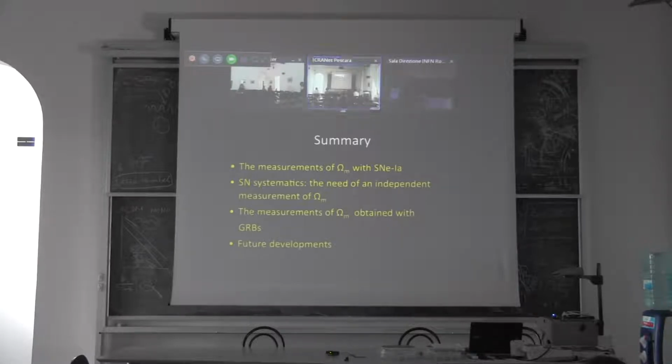Okay, I will start with a few slides on the measurement of omega m obtained by supernovae. Then I will point out the problems due to the supernova systematics that require an independent measurement of omega m. So I will present the measurement of omega m obtained with gamma ray bursts, and we will sketch out some future developments.